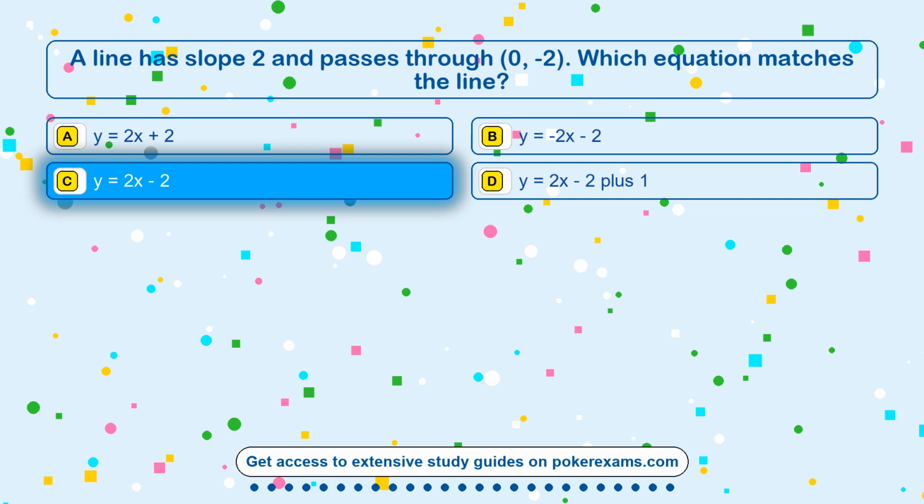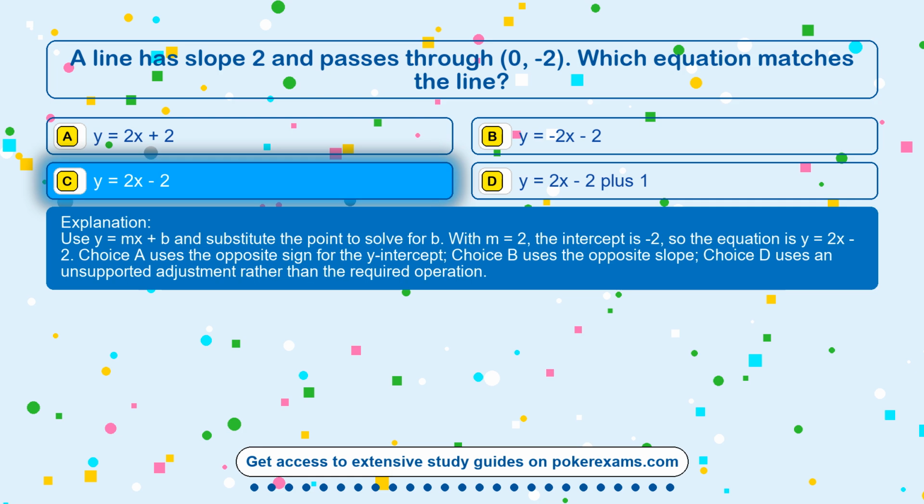The correct answer is option C, y equals 2x minus 2. Use y equals mx plus b and substitute the point to solve for b. With m equals 2, the intercept is minus 2, so the equation is y equals 2x minus 2. Choice A uses the opposite sign for the y-intercept, choice B uses the opposite slope, choice D uses an unsupported adjustment rather than the required operation.